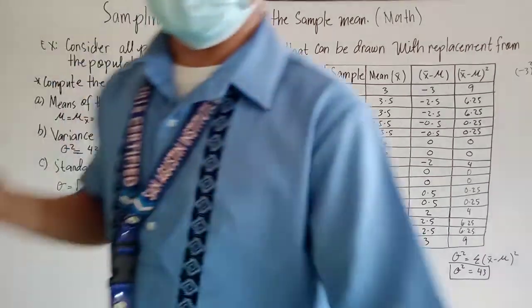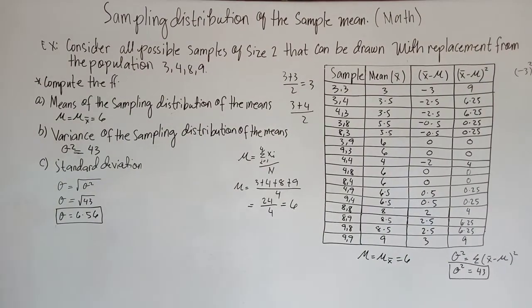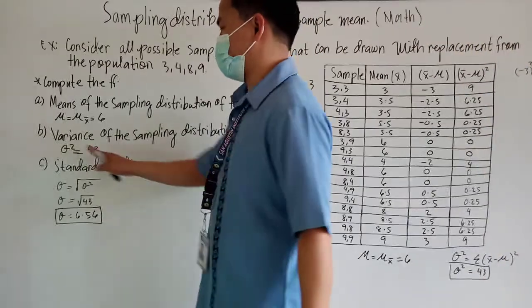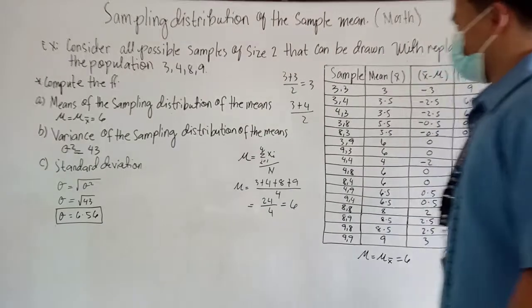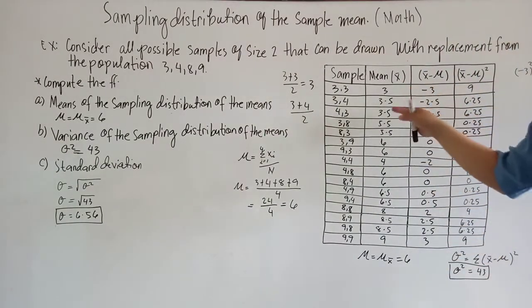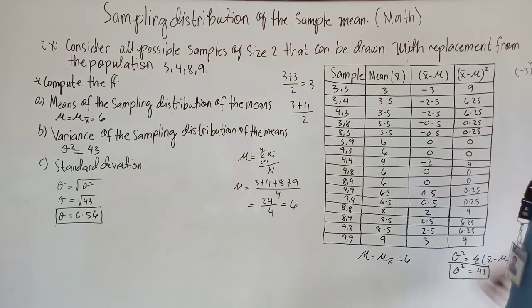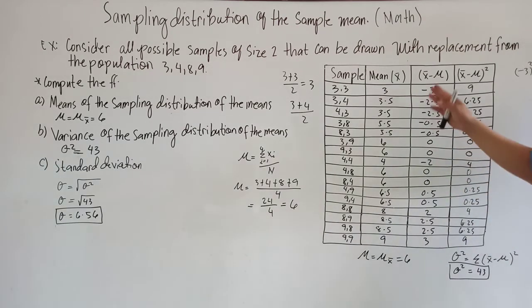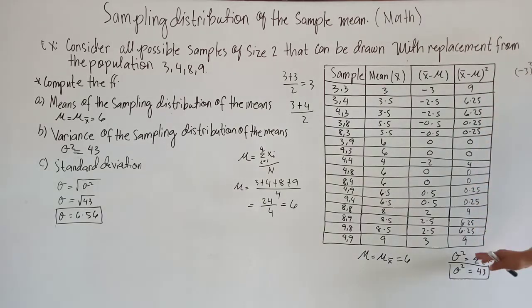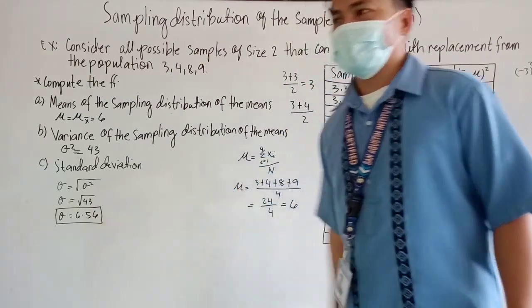So before you can compute the mean of the sampling distribution, the variance, and the standard deviation, we still have to fill in the table for the sample means, and for the difference between the sample mean and the population mean. Then the last column will be squared. If we sum up, the result would be the variance. Then the square root of the variance, of course, is the standard deviation.